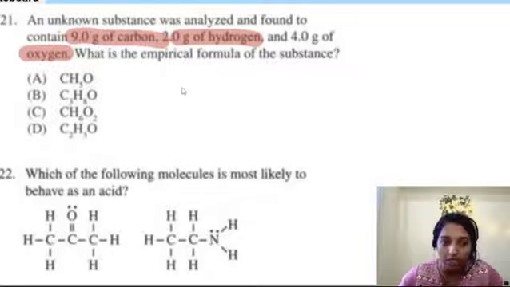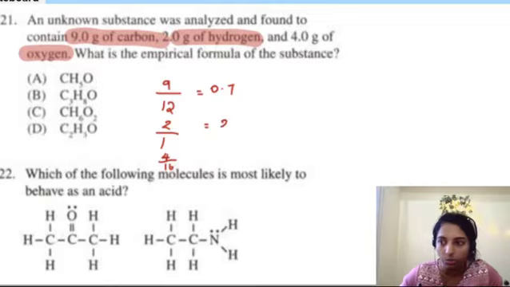The given mass, sometimes they are given in percentage, so whatever it is, percentage or given mass, no issue, you can just directly divide with their atomic weight, correct? So 9 gram of carbon, the atomic weight of carbon is 12, and 2 gram of hydrogen, the atomic weight is 1, and 4 gram of oxygen, the atomic weight is 16. So what's the answer for carbon? It will be, I think, 0.75, and this one, yes, 2, and this one 0.25.